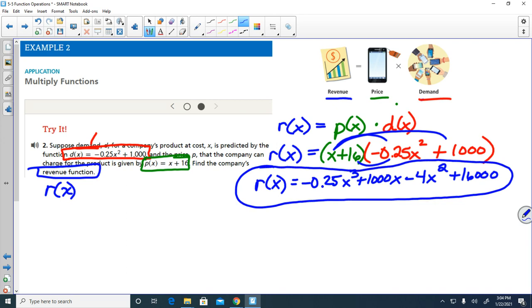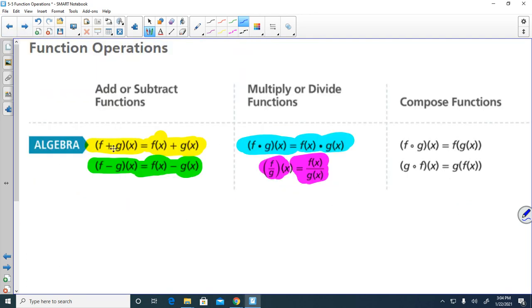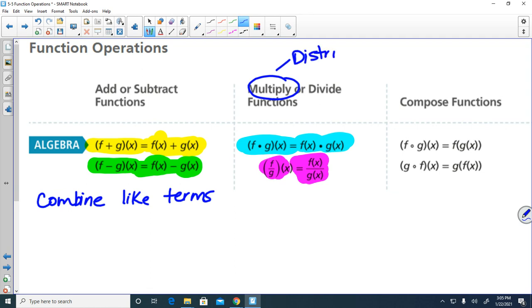So adding, subtracting, multiplying feel very similar to what you've done in the past. You just have to watch out for the notation. So just know this means to add the two functions together. This means to subtract. So when you're adding or subtracting, you just combine like terms. When you multiply, you're going to distribute. Dividing, let's look at dividing.